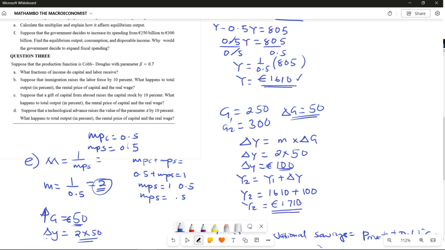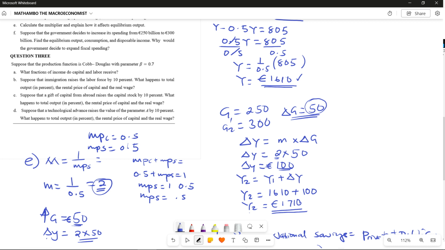So you see that because of that 50 increase in government expenditure, 50 billion euros, our equilibrium has increased by 100. It's not a 50-50 effect. The impact of this change in G on Y will be more than the 50. Why? Because of the effect of the multiplier. That is the use of the multiplier.